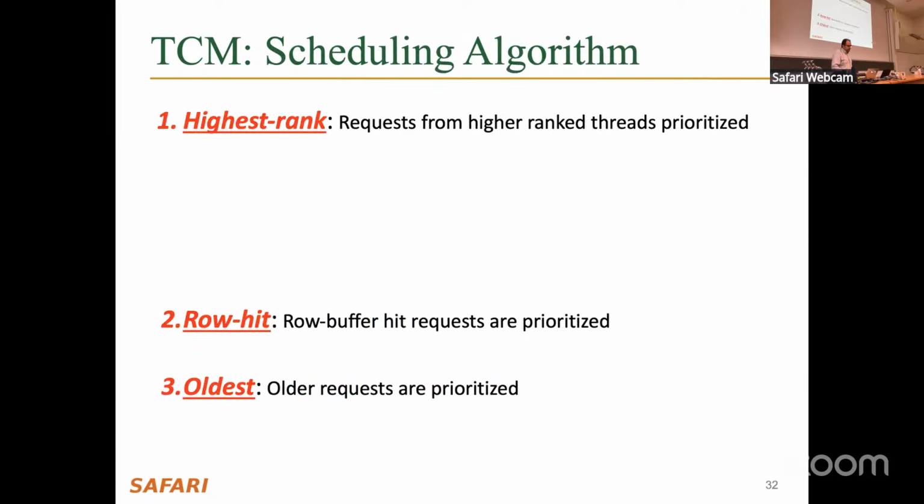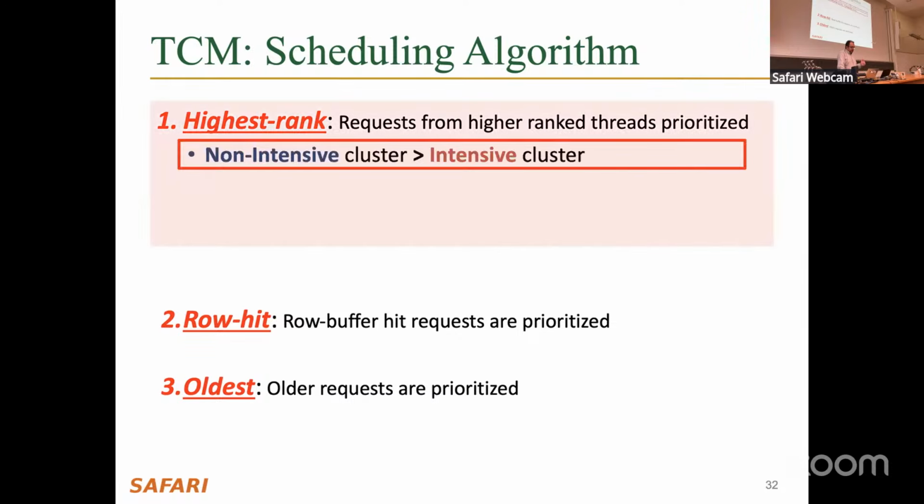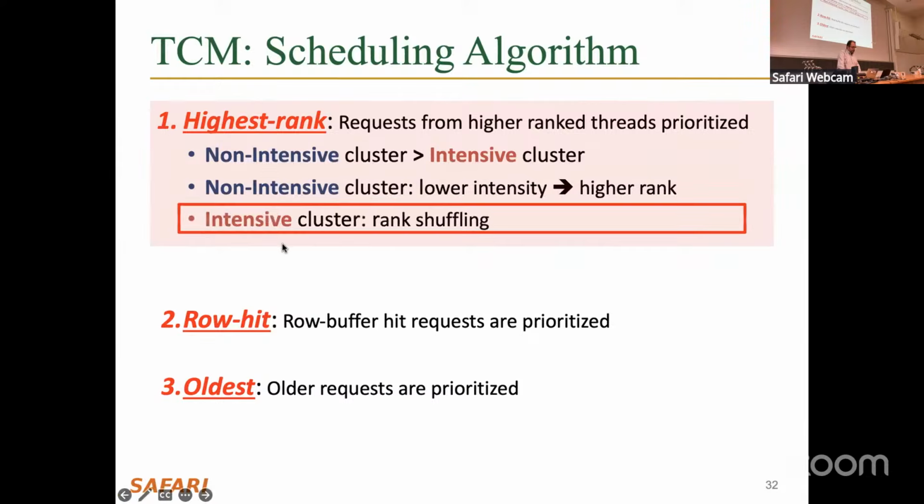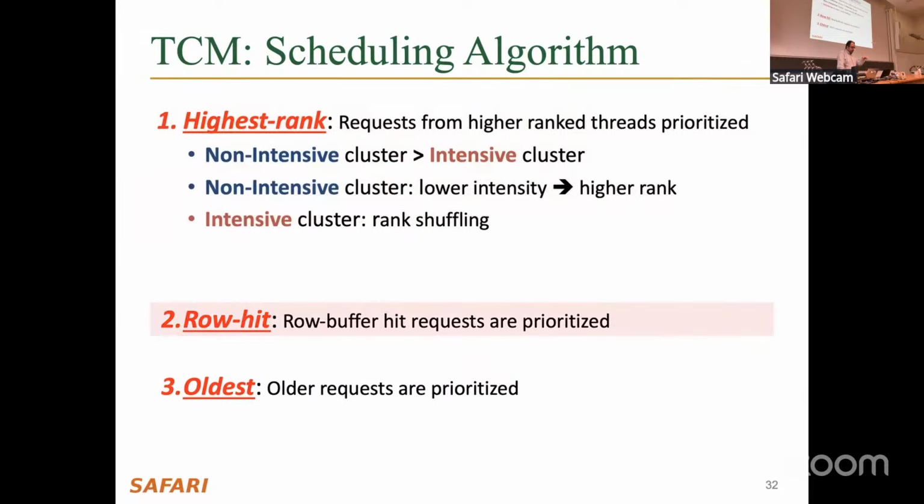Okay, so in summary, the scheduling algorithm: at first we have the highest rank, and we prioritize requests from higher-rank threads. First, the non-intensive cluster is always prioritized over the intensive cluster. Within the non-intensive cluster, the lower MPKI has the higher rank. Then in the intensive cluster, we shuffle the rank. Among these, we also have row hit, so row buffer hit requests are prioritized. We still try to maximize the benefit from row buffer hits.